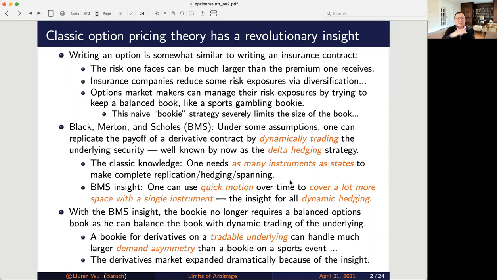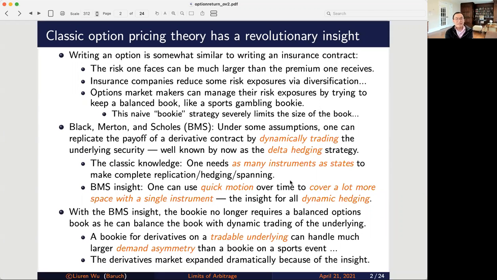What the Black-Scholes model does is that they say under some assumptions, we can replicate the payoff of the option through dynamic trading of the underlying security. By doing that, through this hedging, you don't need a balanced book anymore. On one side you can have some orders from the options. On the other side, you can use the trading of the underlying to balance the book. That's how it expands.